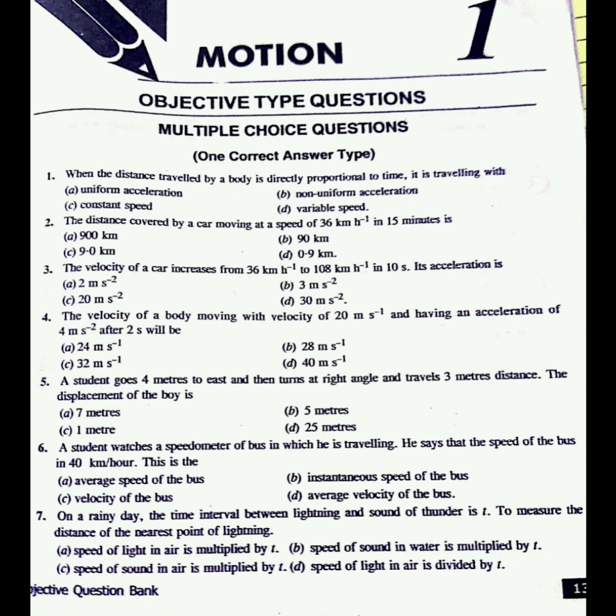Third question, the velocity of a car increases from 36 km per hour to 108 km per hour in 10 seconds. Find its acceleration. Fourth question, the velocity of a body moving with velocity 20 meter per second and having an acceleration of 4 meter per second square after 2 seconds will be. Find out that question. A student goes 4 meter to east and then turns at right angle and travels 3 meter. The displacement of the body is.